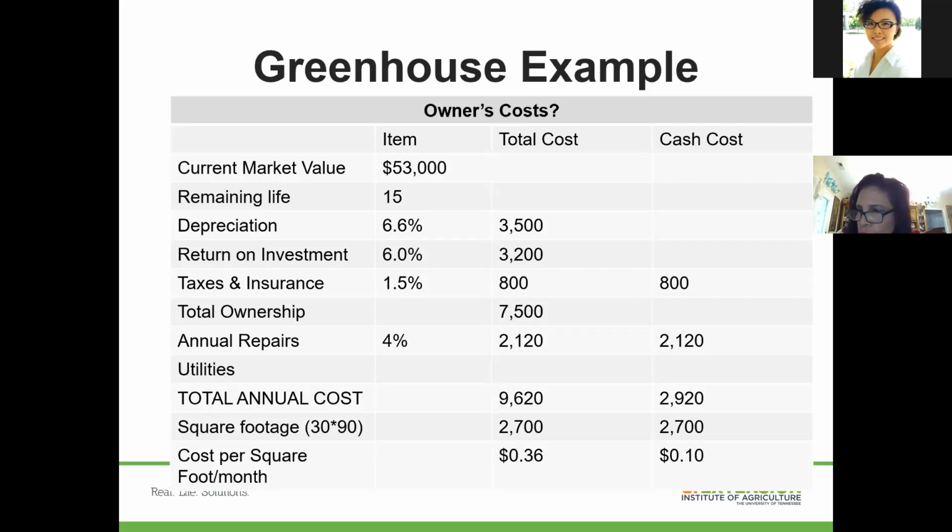So for the rate of return on your investment, we are estimating 6%. We're expecting, that's a better word, we're expecting 6% on the current market value. So the total rate of return is around $3,200. Tax and insurance valued around 1.5%. It's $800 plus, so the total ownership in this case is $7,500. And annual repairs we're estimating 4%, which adds another $2,000.